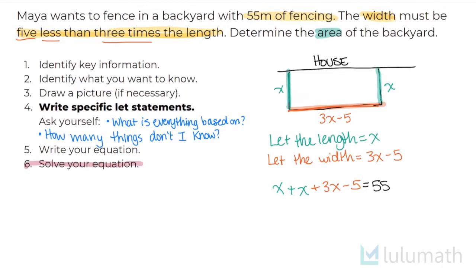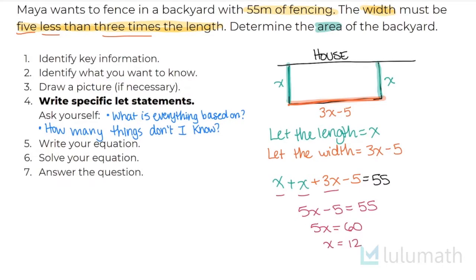Now I need to solve my equation. So let's go ahead and do that. 1x plus 1x plus 3x is 5x. Then I'm going to copy down this minus 5, and it's going to equal 55. Add the 5 to both sides. I get 5x equals 60. Divide by 5, and I get x equals 12. So I've solved my equation.